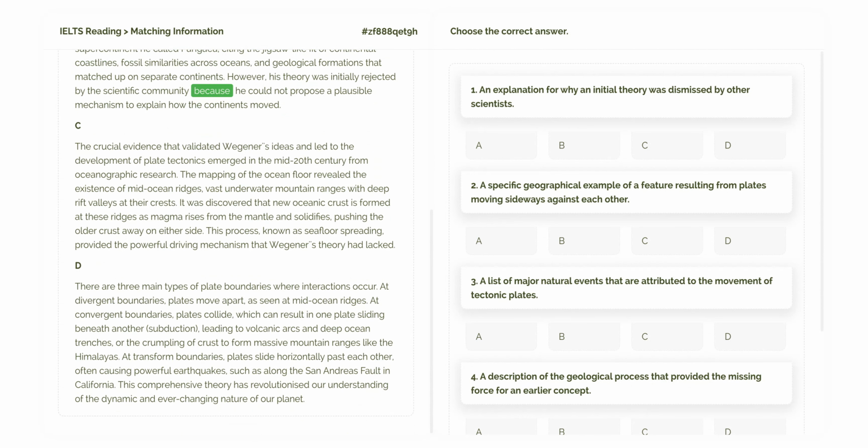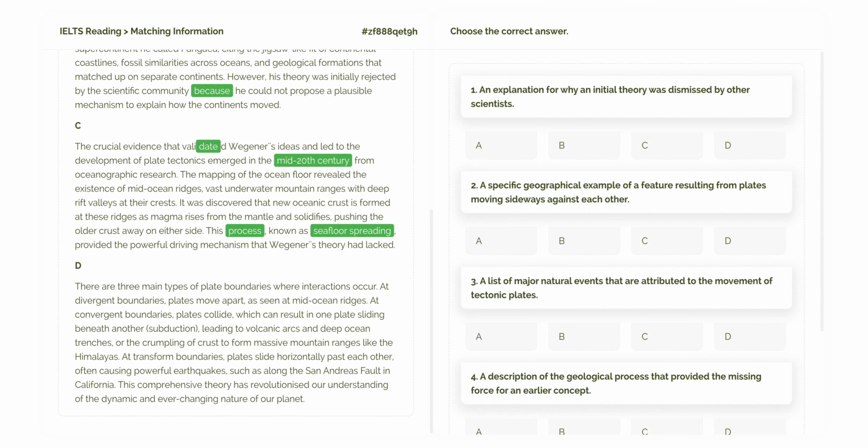Paragraph C. This paragraph describes a key discovery. Its function is to explain the evidence that supported the theory. The gist is that mapping the ocean floor revealed seafloor spreading, which was the missing mechanism. Let's flag the date mid-20th century and the key process named seafloor spreading. The phrase provided the powerful driving mechanism that Wegener's theory had lacked is a very important cause and effect link.